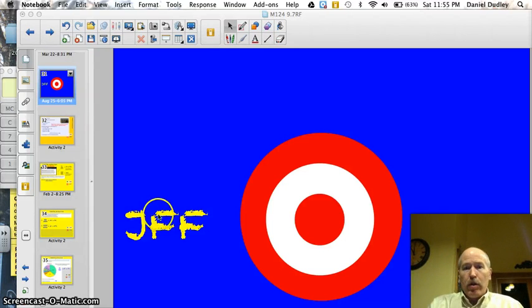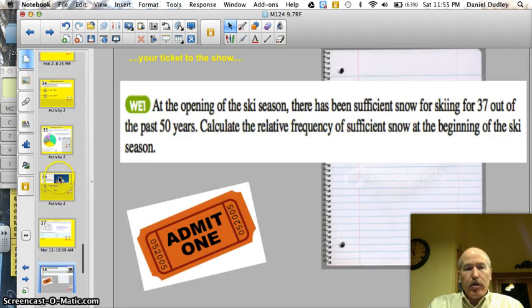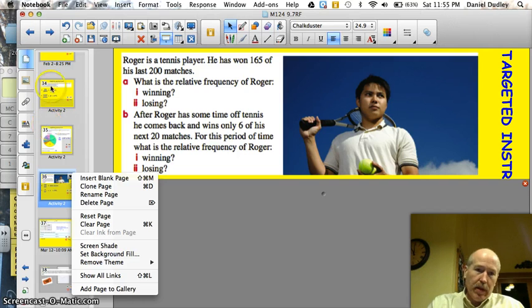Tonight we're going to explore the world of relative frequency, but let's first start off with a baseball trivia question. Who is this guy? One of the greatest baseball players of all time, in my opinion. I grew up watching him, love to see him play. You should know who he is, and if you don't, you will by the end of the night.